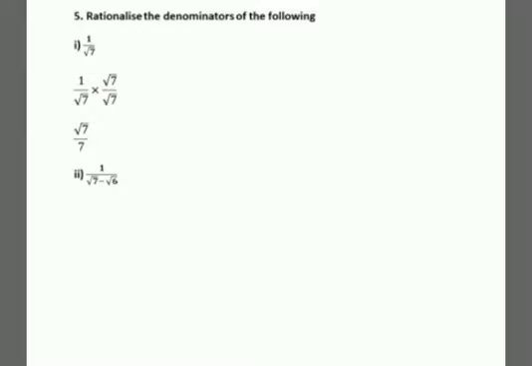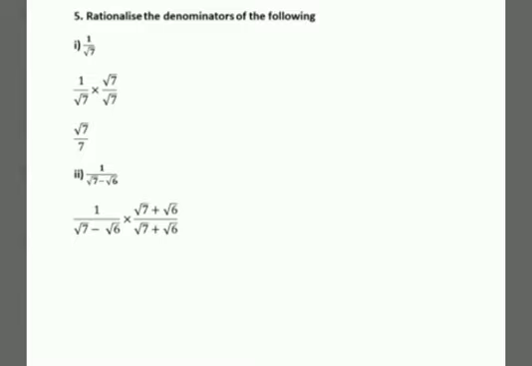Whenever two terms are given in the denominator, what do we have to do? We have to go for the conjugate. If the denominator is given with minus, we write plus in both numerator and denominator. If the denominator is given with plus, we write it as minus. So 1 by root 7 minus root 6 has to be multiplied by root 7 plus root 6 by root 7 plus root 6.